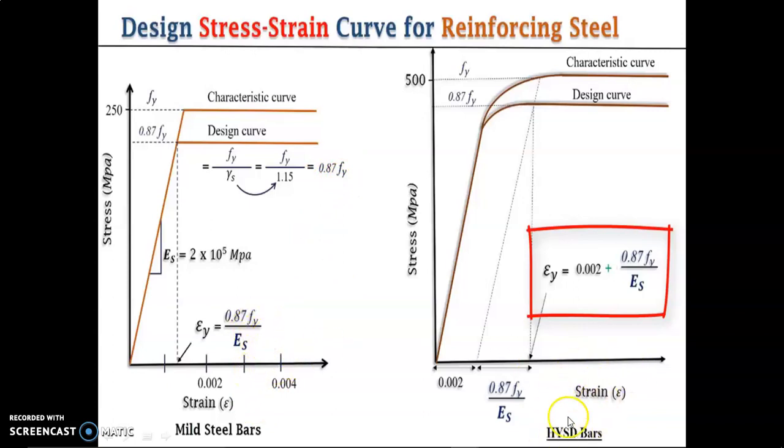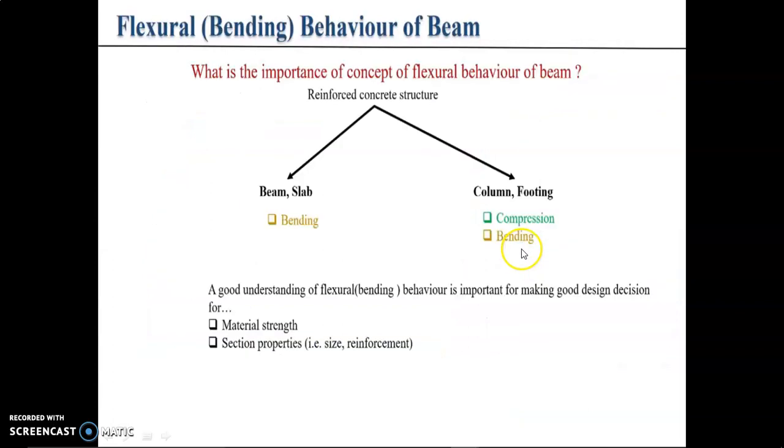For HYSD bar, we use the same 0.87 formula, but the graph is changed, and the strain value is also different because here we consider proof stress also. So here the formula is 0.87 fy/Es plus 0.002. This one is the proof stress. So both of these are given in IS 456:2000.